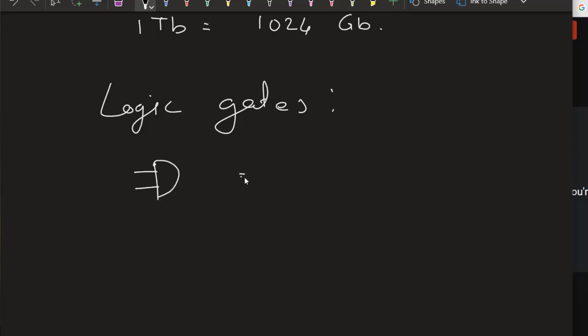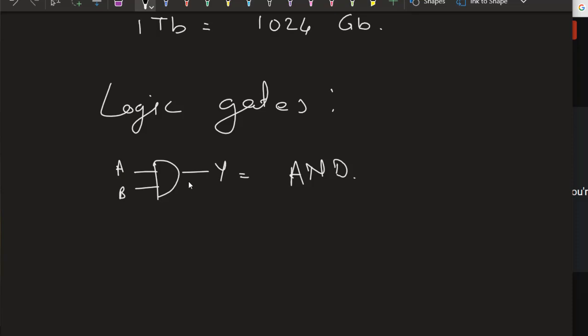I can see your chat, so you can mention the name of the gate on the chat. Very good. This is the AND gate. Excellent. So this AND gate has a truth table, right? And what are these two things that I have drawn on the left hand side? Let's say A and B, and let's say Y. What is A and B and what is Y? Very good. A and B are inputs and Y is the output.